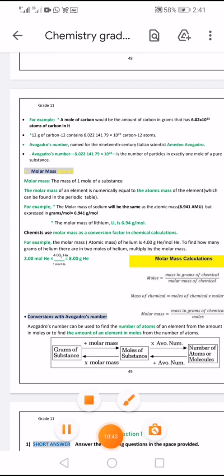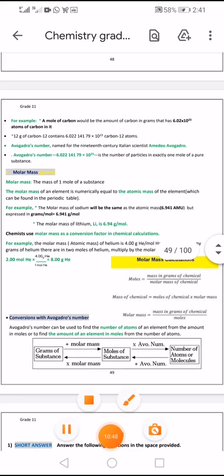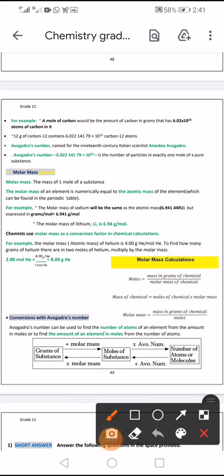Conversion using Avogadro's number. Avogadro's number can be used to find the number of atoms of an element from the amount in moles, or to find the amount of element in moles from the number of atoms. If we have the amount of substance in gram and want to get how many moles, we just divide it by the molar mass. So we divide the gram of substance by the molar mass to get how many moles.